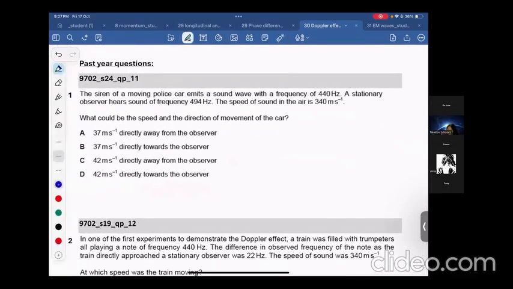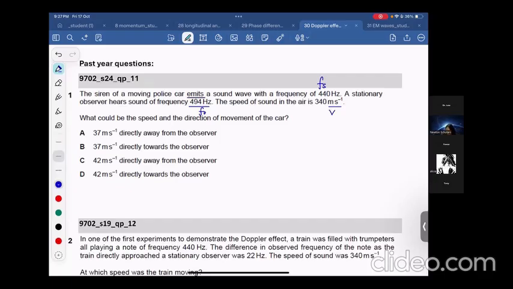Okay, the siren of the moving car, the police car, emits, that means this is the source. So that means this is the frequency of the source, you label Fs. The stationary observer listens and hears the sound of frequency, this is from the observer. Observed frequency Fo. The speed of the sound is 340, so this is V, speed of sound. It's not the speed of the siren.